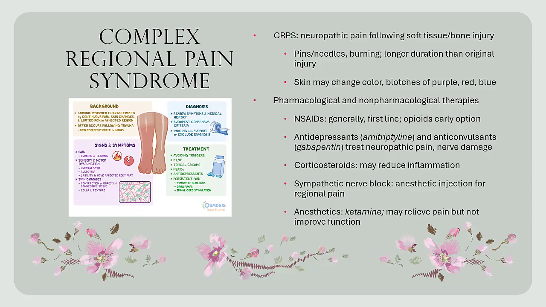NSAIDs generally are the first line of defense, and opioids are often considered an early option. Anticonvulsants treat neuropathic pain and nerve damage. Corticosteroids may help to reduce inflammation. A sympathetic nerve block may be utilized as an anesthetic injection for regional pain. Anesthetics such as ketamine may relieve pain, but unfortunately do not improve the patient's function.